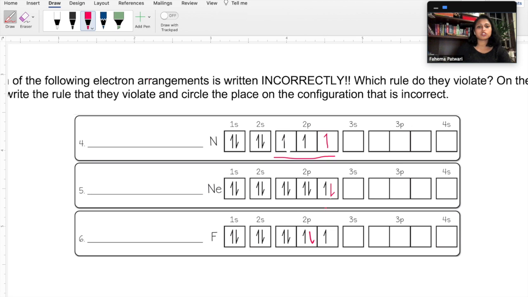All right, so the 3 rules are: electrons will fill lower energy levels before going up to a higher one. They will not double up if there's an empty orbital in the same sublevel, and 2 electrons in the same orbital will not have the same spin.